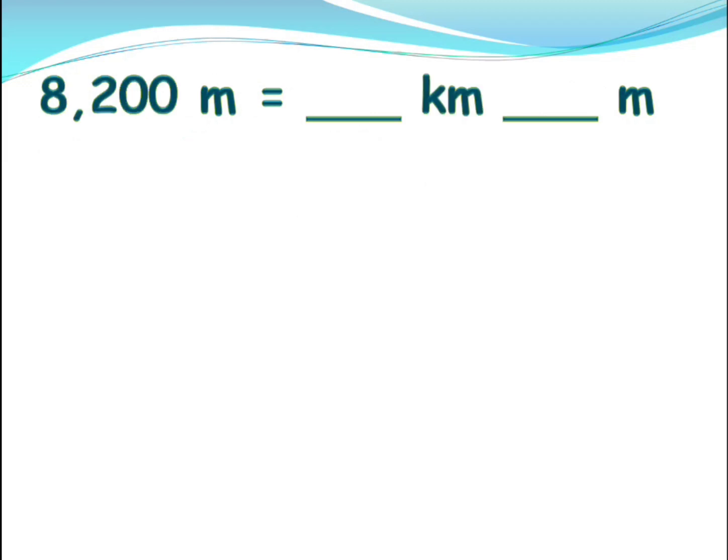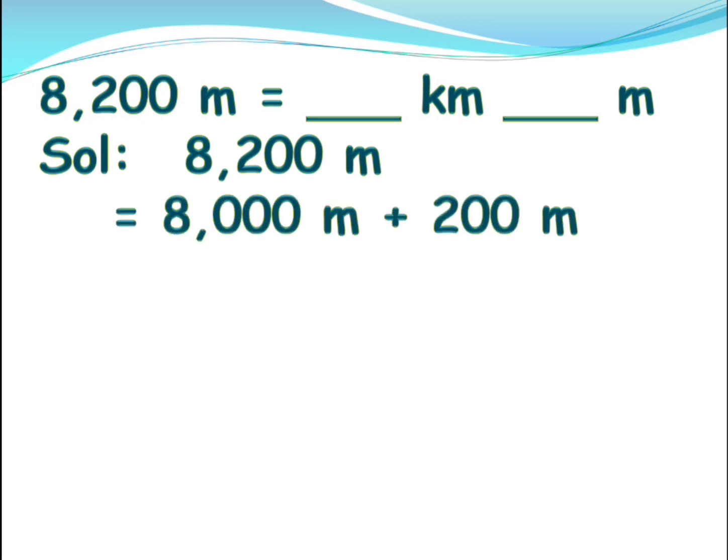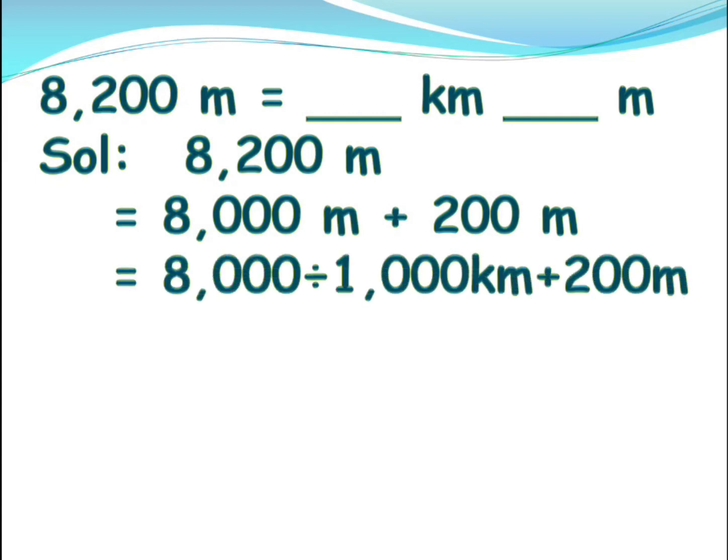So 8,200 meters, we have to separate them as kilometers and meters. For this, children, what we have to do is we need to separate the thousands and hundreds. That is 8,000 meters plus 200 meters. Now this 8,000 meters we can convert into kilometers, isn't it? By how? By dividing with 1,000. So you will divide with 1,000 and make it kilometers. Now we have 3 zeros in dividend and divisor. So you will cancel 1 by 1.